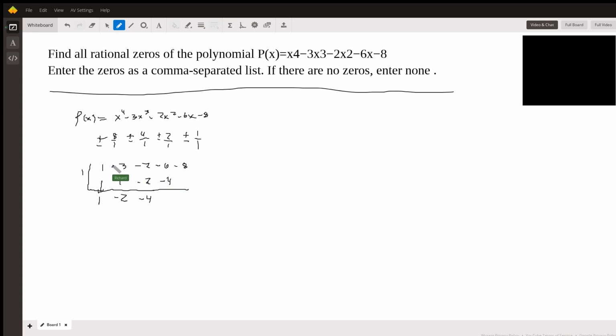I made a mistake. One second. 1 minus 3 minus 2 minus 6 minus 8. Yeah, minus 3, minus 6. Okay, 1, 1. Negative 2, negative 2. Negative 10, and then 10, 2. So, oh, negative 1. I'm really sorry. Negative 1. Let's do this again.